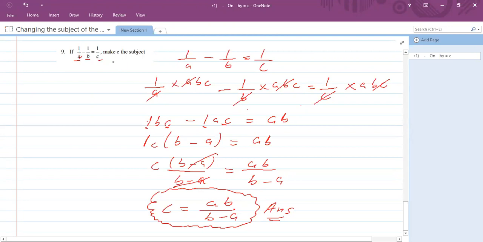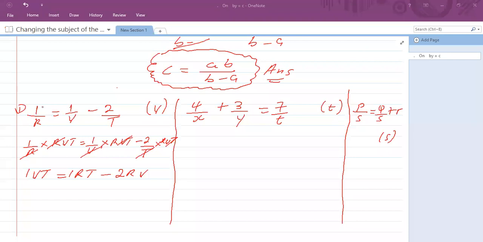Okay, I'll give you a scenario. Remember that we have 1 over R is equal to 1 over V minus 2 over T. You multiply each item by RVT, you take the denominators and multiply each of them. So the R cancels the R, let it be VT, the V cancels the V, let it be RT, and the T cancels the T, let it be RV. Now, they want me to make V the subject. So that means I have to group all the terms with V together, right?